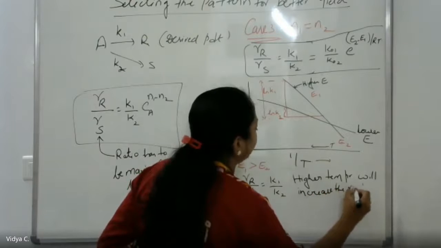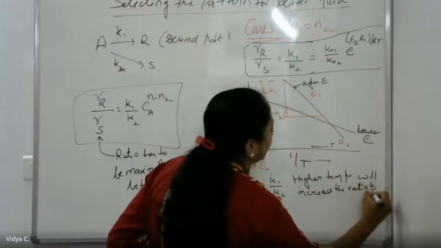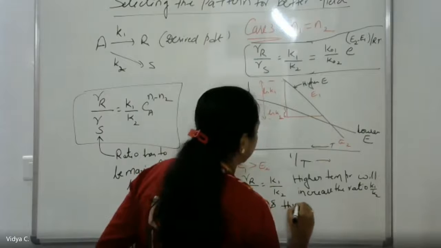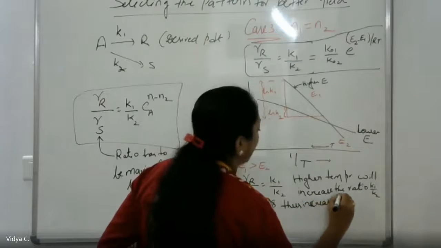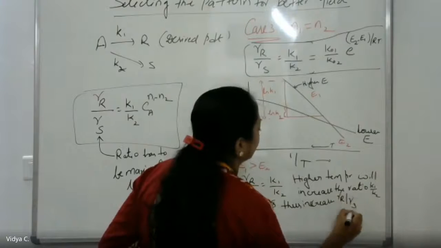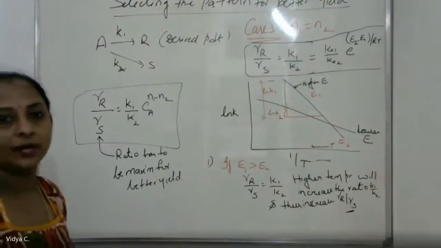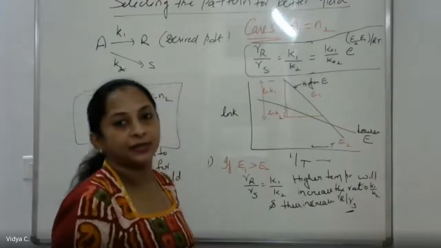Increase the ratio K1 by K2, and thus increases what? RR by RS. Thus increases the A. So the reactions are to be carried out at higher temperatures.